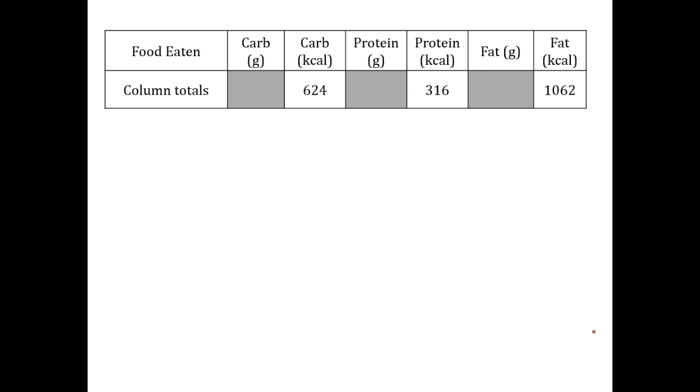So the next problem, this is on page 118, number 3, is asking how many total calories did you consume from carbohydrates, proteins, and fats. So how much did you eat? So we know we got 624 calories from carbs, 316 calories from protein, and 1,062 calories from fat. So the total calories are going to be this plus this plus this. And that gets you 2,002 calories. Or kcal, again, the same exact thing.